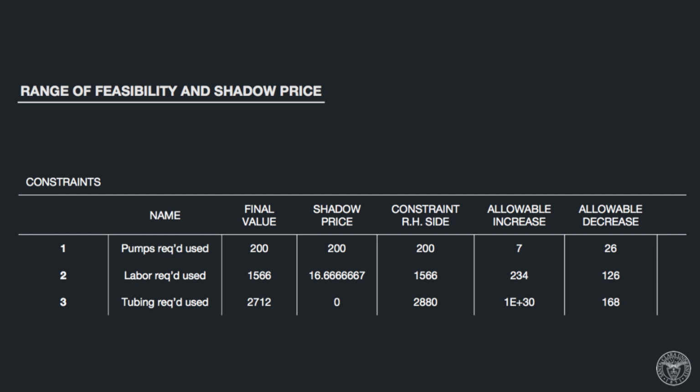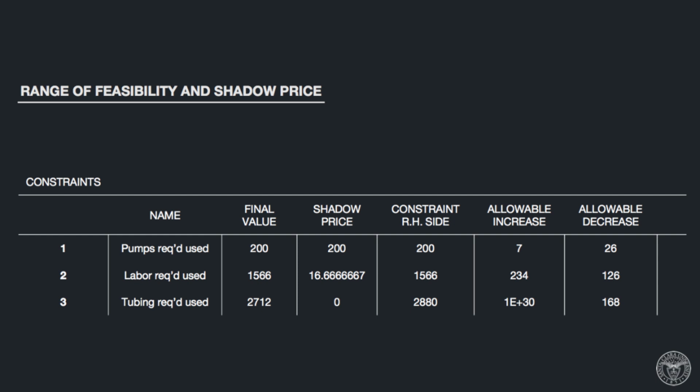Coming back to the allowable increase and allowable decrease. For the first constraint, the pumps, we have an allowable increase of 7 and an allowable decrease of 26. It means as long as we don't increase the right-hand side value by more than 7, we have the same shadow price. Similarly, for the labor, we have an allowable increase of 234 and an allowable decrease of 126.